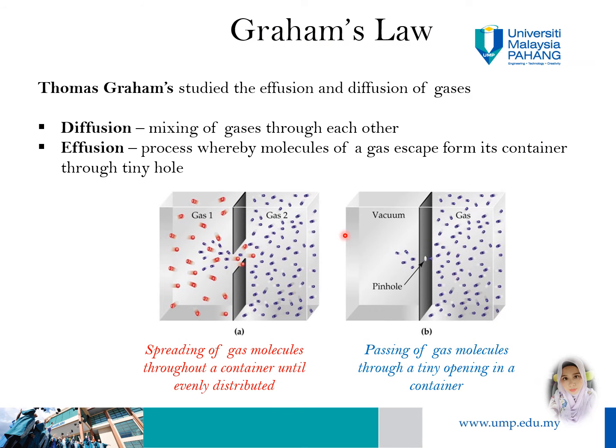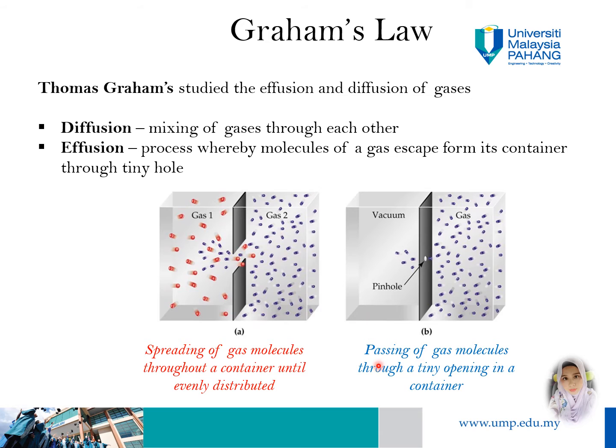Thomas Graham studied the effusion and diffusion of gas. Diffusion is the mixing of gases through each other. For example, gas 1 and gas 2 spread throughout the container until evenly distributed, while effusion is the process whereby molecules of a gas escape from its container through tiny holes.